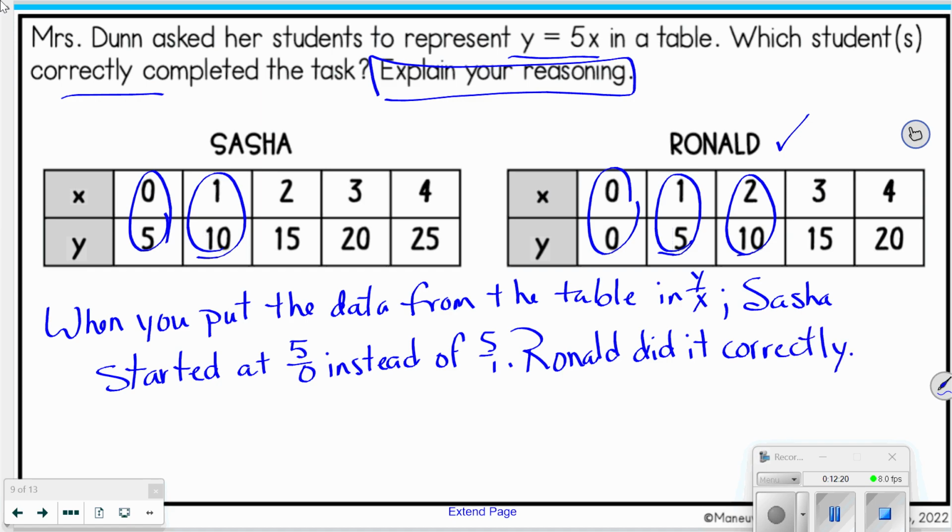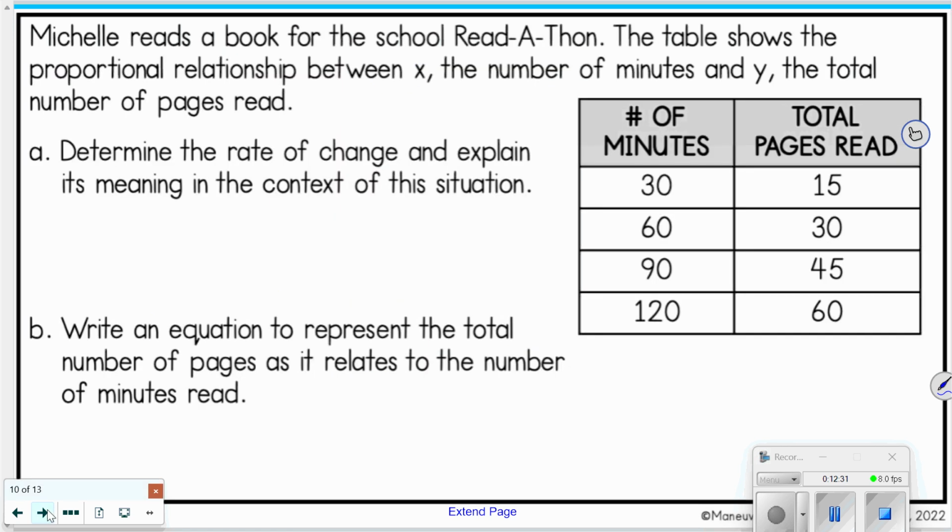Technically, you could have also said, because we know that it's proportional, I have to have the point 0, 0. Sasha did not do that. Only Ronald did. So either of those explanations would have been just fine.